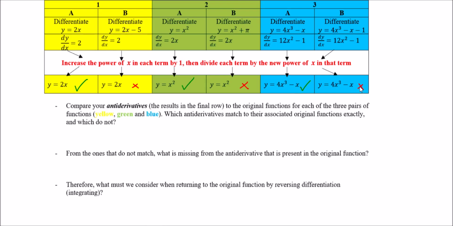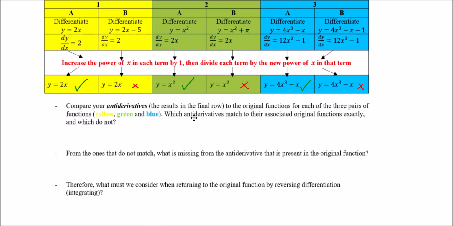So the important key point here is that when you differentiate a constant term, for example a minus 5 or a pi or a minus 1 or whatever, when you differentiate a number, the constant term just vanishes. And so in terms of these answers here, which I wanted you to fill in, when you compare them, which antiderivatives, that's just a technical term for when you integrate a derivative.